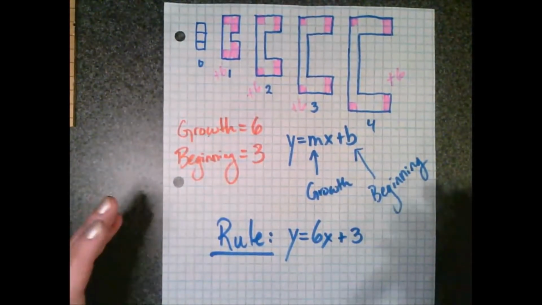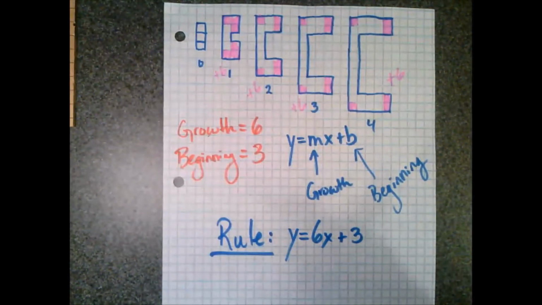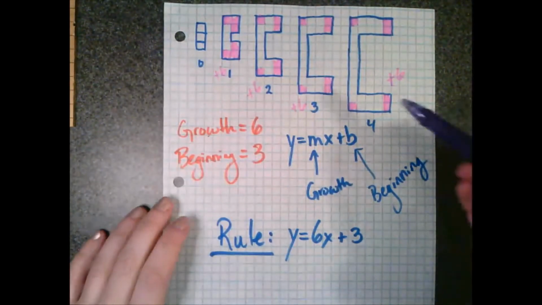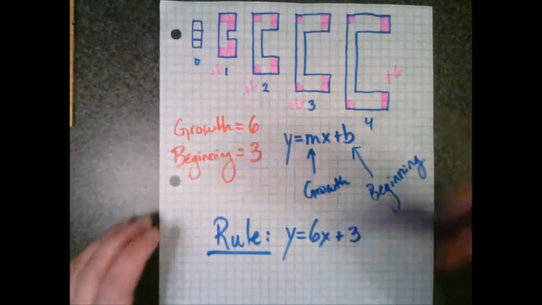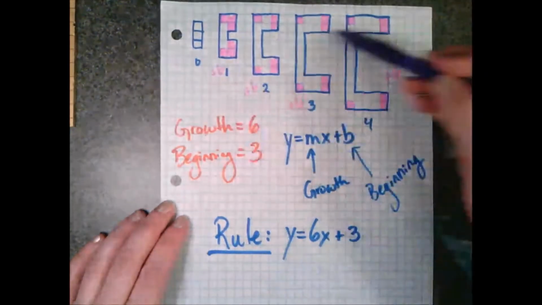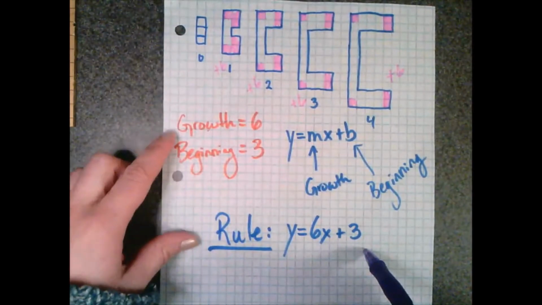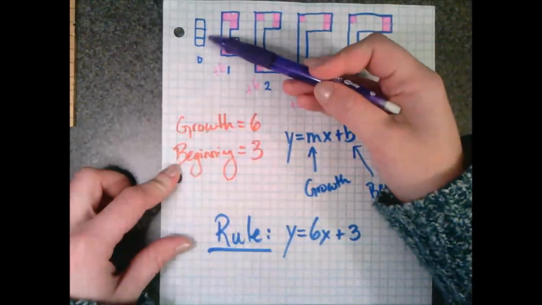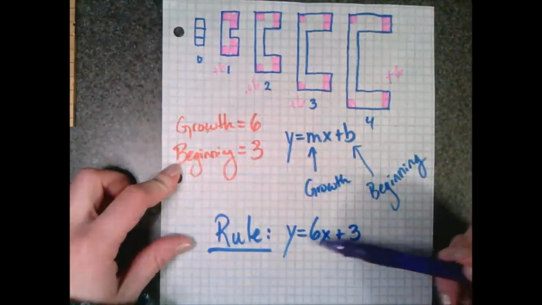So, this is the big C pattern. We've seen this a bunch. I don't think I need to reiterate a lot about it, but we're going to use it today to find a graph directly from a pattern, and then to find the rule from that graph, just to summarize everything that we learned today. This is the rule from the big C pattern, right? My growth is 6, and I begin with 3 tiles. So my rule is y equals 6x plus 3.